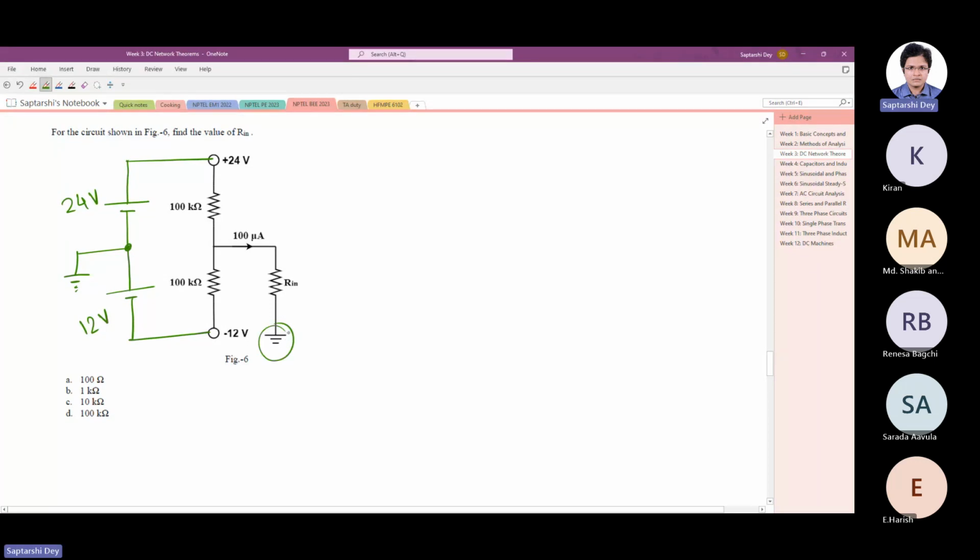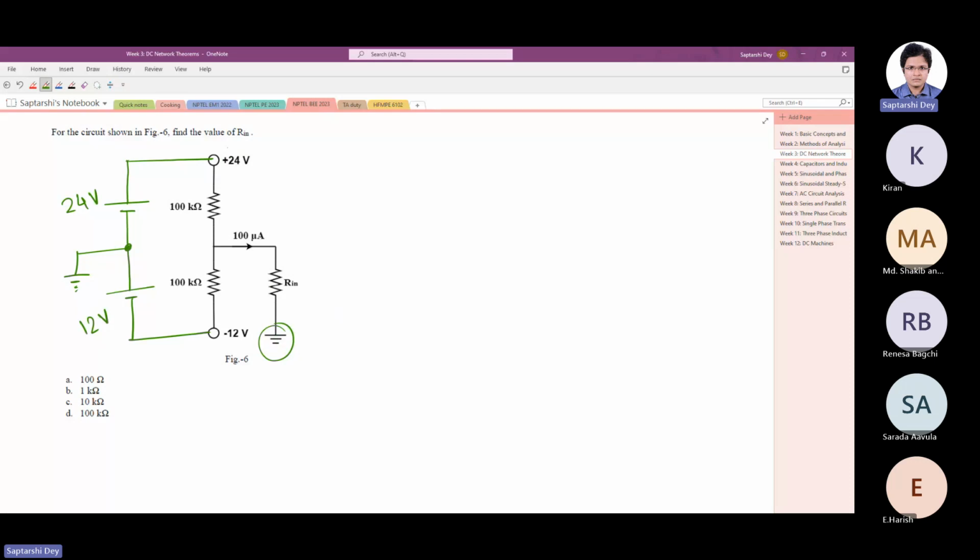Because here is a ground. Here in the question, they have given a ground and they have written 24 volt here. That means this 24 volt is with respect to this point. So if you want to write KVL and all, you can imagine a circuit like this. Actually, it is developed this way. We'll try not to use that loop.